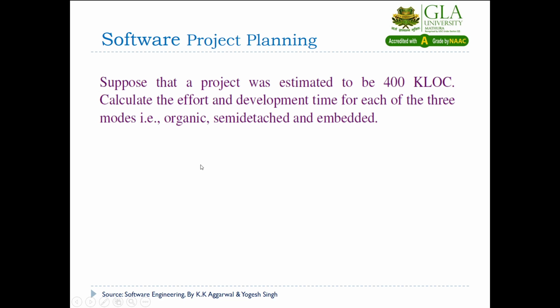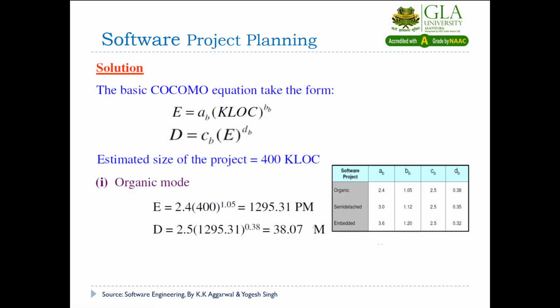So here we are taking all three modes, and for the three modes we will compute the effort and duration. You have the general formula, and this general formula you have to specify by using the values from this table. If we are going for the organic mode, the given KLOC you will utilize here, and then the values of A and B for the organic mode you will put here, and you will find out the effort. After that you can compute the development time. You have to take C and D from here for the organic mode, and the effort that you computed in this line you can use here, and you can find out the development time.